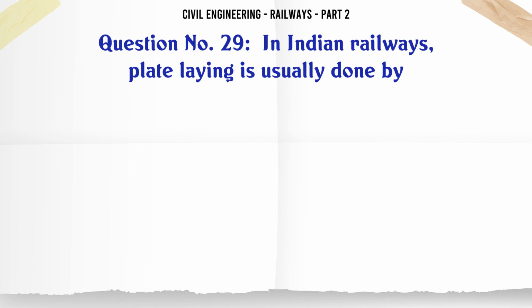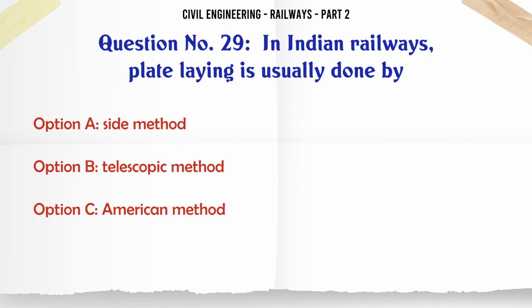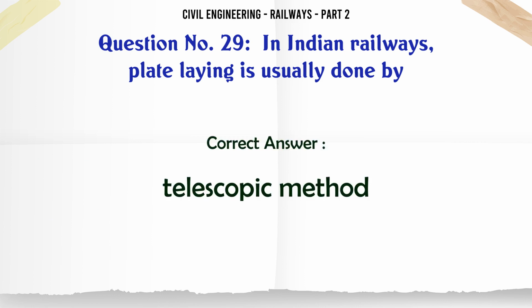In Indian Railways, plate laying is usually done by A. Side method, B. Telescopic method, C. American method, D. All the above. The correct answer is telescopic method.